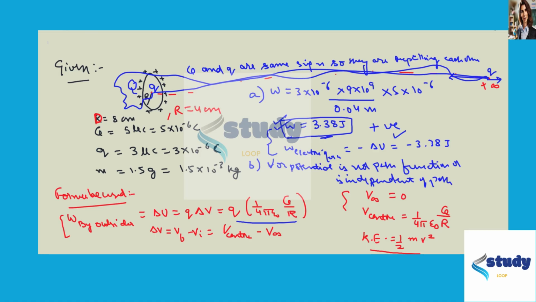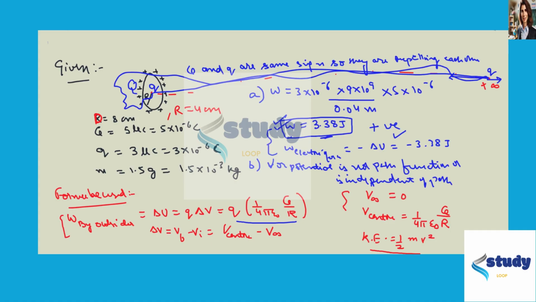So we don't need to find out the path taken by Q from plus infinity to the center of the ring. It can be any path, doesn't matter. So that's your answer. It's not a path function, so it's independent of the path.